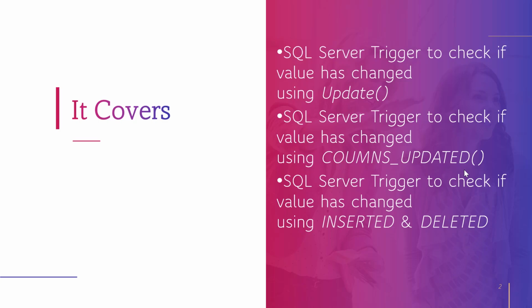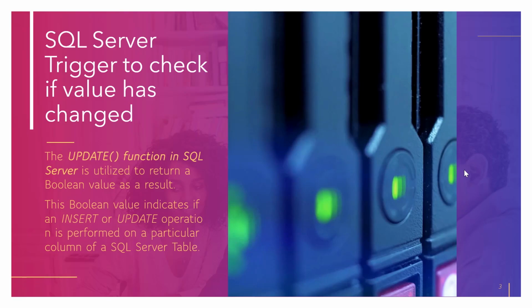Now let's jump to the very first topic and understand how we can create a trigger to check if a value has changed using the update function. Basically, the update function in SQL Server is utilized to return a boolean value as a result. This boolean value indicates if an insert or an update operation is performed on a particular column of that SQL Server table. Using this function is quite easy. We just need to pass the name of the column as an argument to this update function.